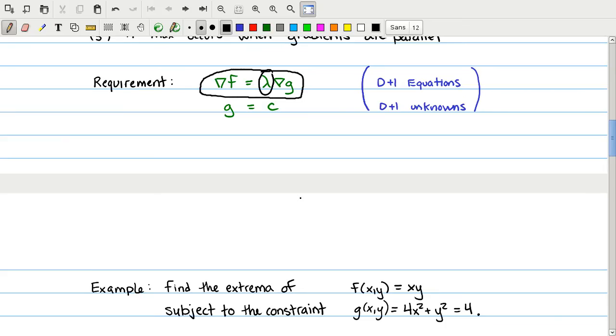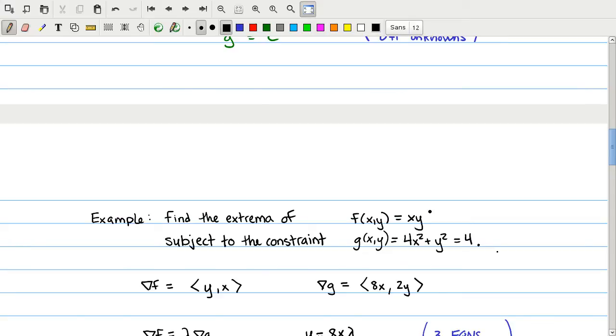So, an example. Here is some function f. In this example, f of x and y equals x times y. And it's subject to a constraint that 4x squared plus y squared equals 4. That can be thought of as saying that the function g of x and y could be written 4x squared plus y squared, and it is constrained to take the value 4. So this is some function right here, and we'll plot that in a minute and see what it is. This constraint here we should recognize as being part of an ellipse.